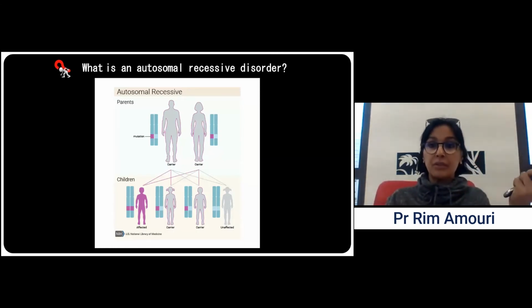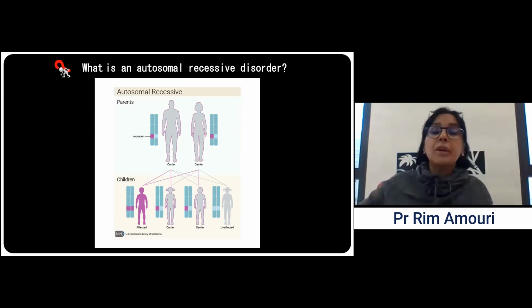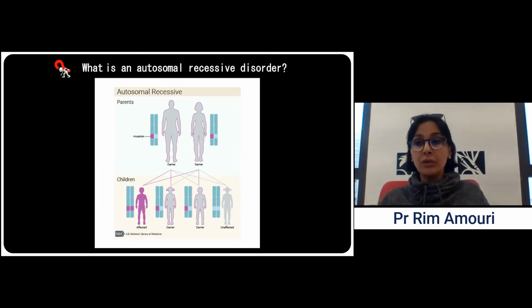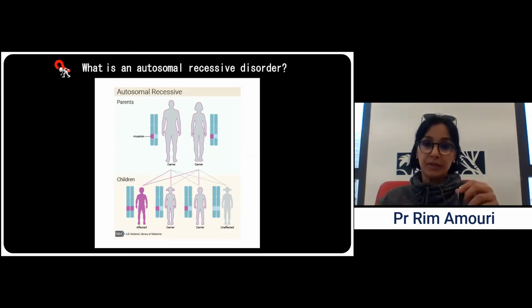An autosomal recessive disorder requires two mutated copies of a specific gene, one from each parent. The two carrier parents, who each carry one copy of the mutated gene, have with each pregnancy a 25% risk of having an unaffected child with two normal genes, 50% risk of having an unaffected child who is also a carrier, and 25% risk of having an affected child with two recessive genes.